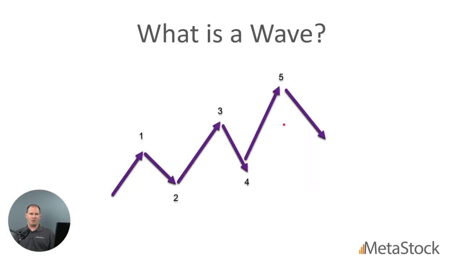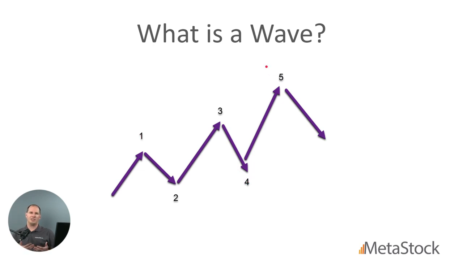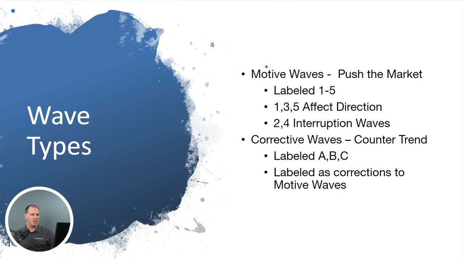So if I go back to our example here, the 1, 3, and 5 will be on the top because they are the motion. They're that upward direction or the downward direction, depending on if you're bullish or bearish. So we have our waves up, and then here, wave 2 and 4 are our interruption waves. They're breaking the cycle of the wave. So we have up, break, up, break, up. So that's that movement of the Elliott wave. Okay, then we have corrective waves. Now corrective waves we'll come back to in just a moment, but they're counter trend, and they're labeled as A, B, and C, and they're corrections to motive waves.